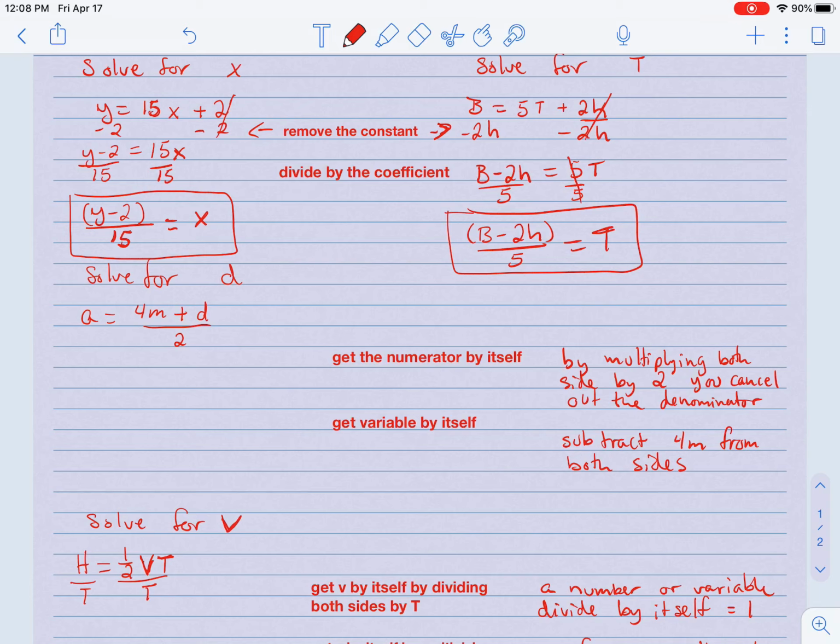Step was get rid of the constant. This next one, a equals 4m plus d divided by 2. We want to solve for d. Oh, it does say it up there.